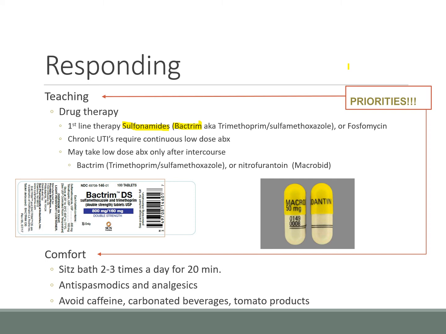I have heard of older adults needing continuous low-dose antibiotics, and this is because they have more than 3 or 4 UTIs a year, and we don't want them to increase their risk factor for having kidney damage, so they will put them on continuous low-dose antibiotics. Or if the person is female and of younger age, a lot of times what they'll do is a person will take a sulfa drug just after intercourse.